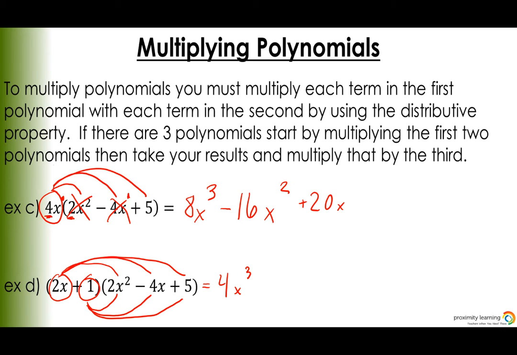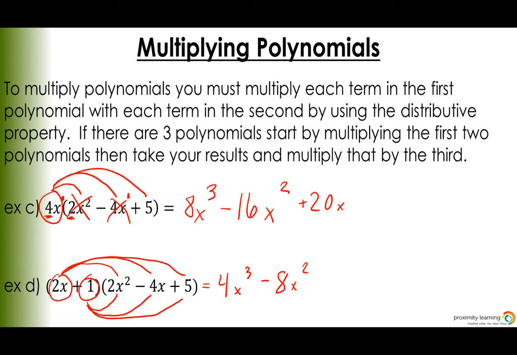Next up is 2x times negative 4x. Multiply the coefficients, 2 times negative 4, which leaves us minus 8. Then add the exponents, x to the first and x to the first, which gives us x to the second, or x squared.